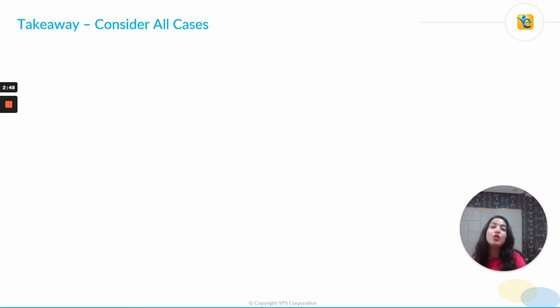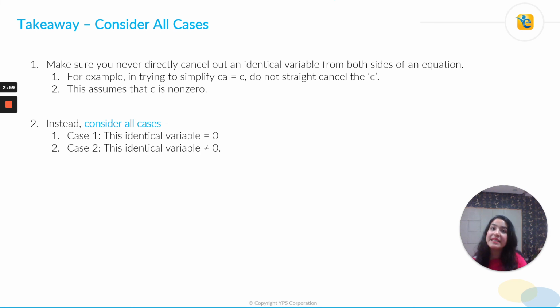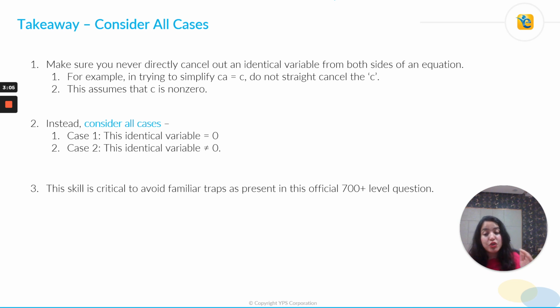Right now, let me give you your takeaways. So every time that you have an identical variable on two sides of an equation, don't just cancel it. Consider both cases, one where that variable is 0, one where it is not 0. Work on both of them. Now this skill is super critical. You saw how a very hard question was hard because of one skill. So many people fell into the same trap. If all of them could correct themselves, this question would have a much better accuracy. And you now will never fall into this trap.